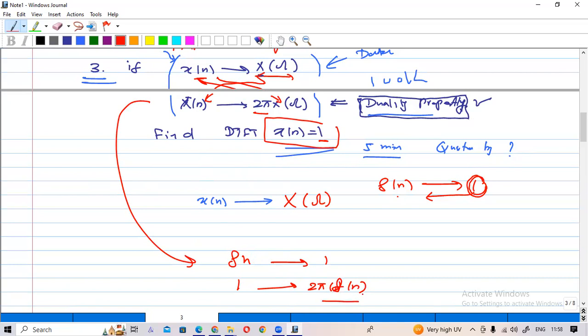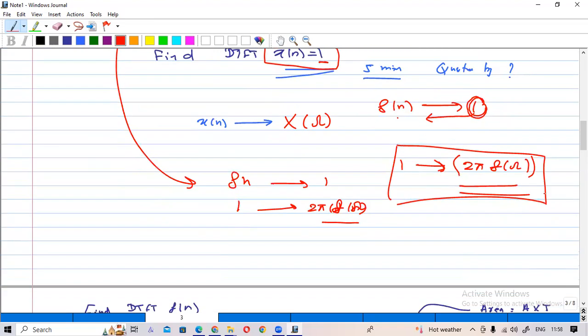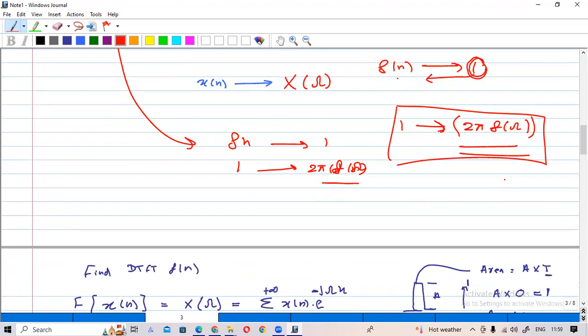We have to consider that this n is the time domain. Instead of this n, we have to put omega. So it is not delta[n], it will be delta(ω). So the Fourier transform of 1 is nothing but 2π delta(ω). Correct? Actually, this is correct. I will prove it if you need.